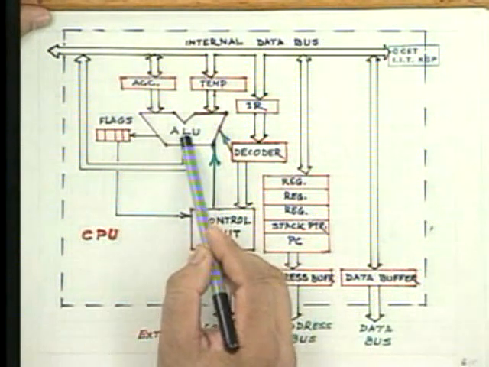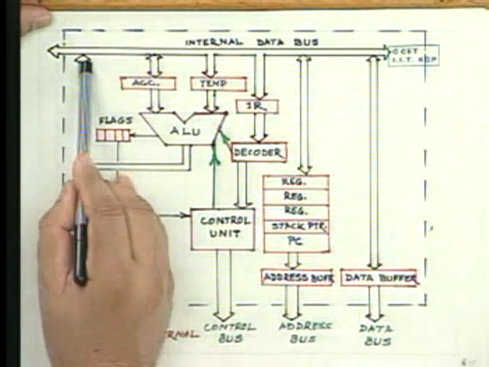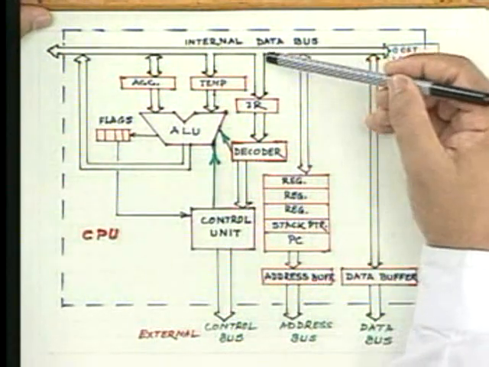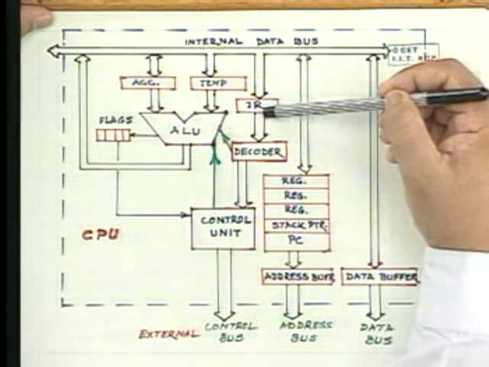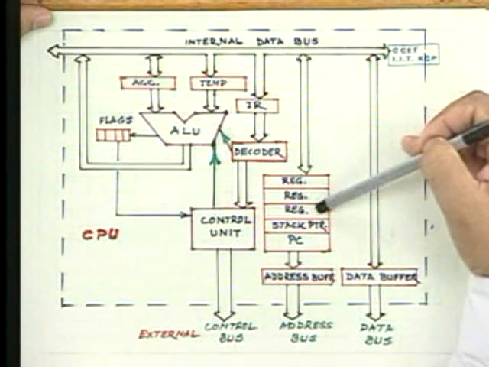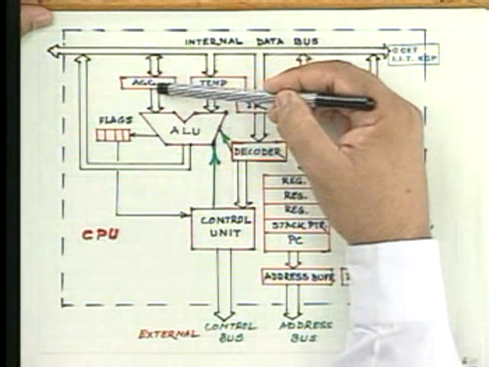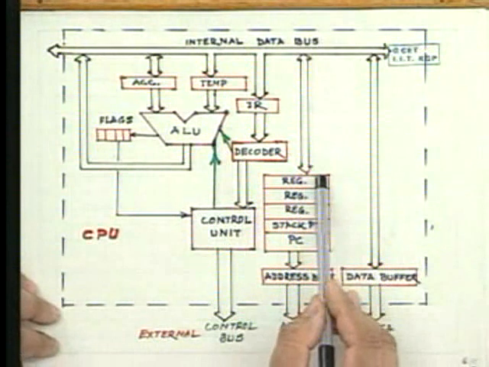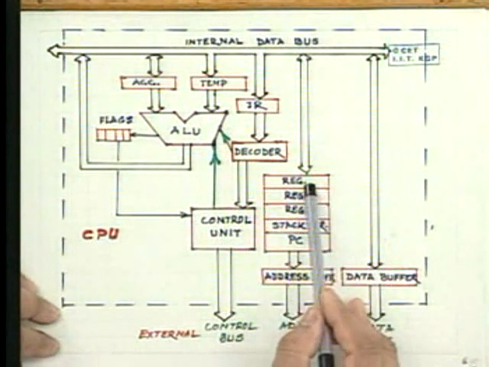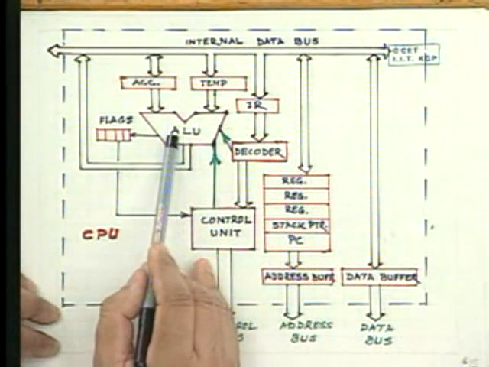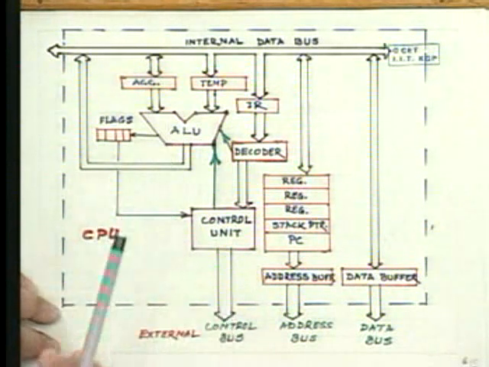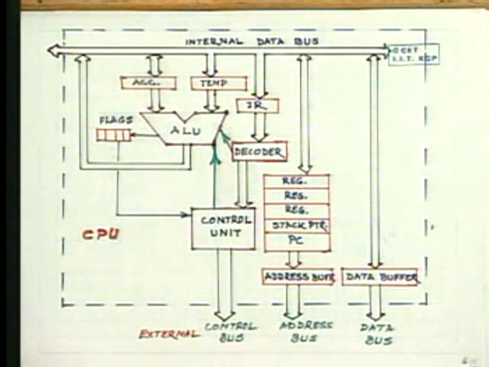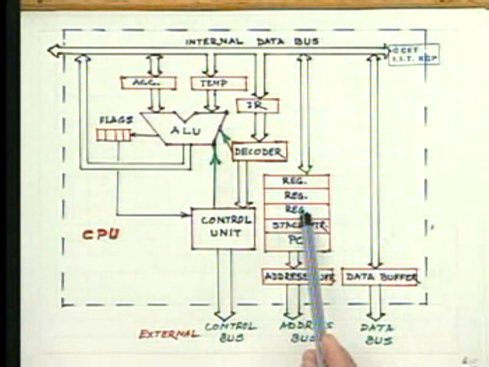You see that here the arithmetic and logic unit output is sent to that internal bus, to be sent to any of the registers, or to the accumulator or to a temporary register. Now, as I said, there may be many registers which can take part directly in the arithmetic and logical operations.